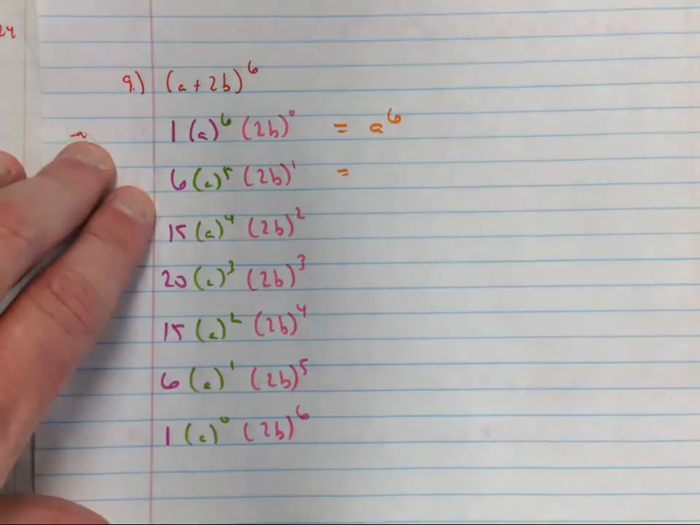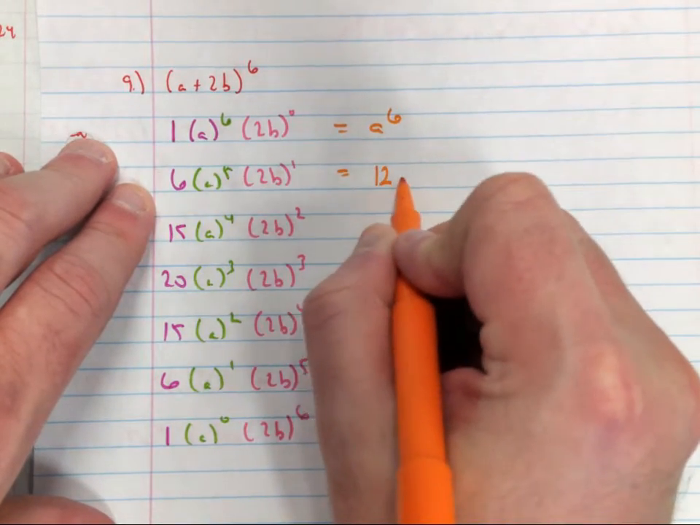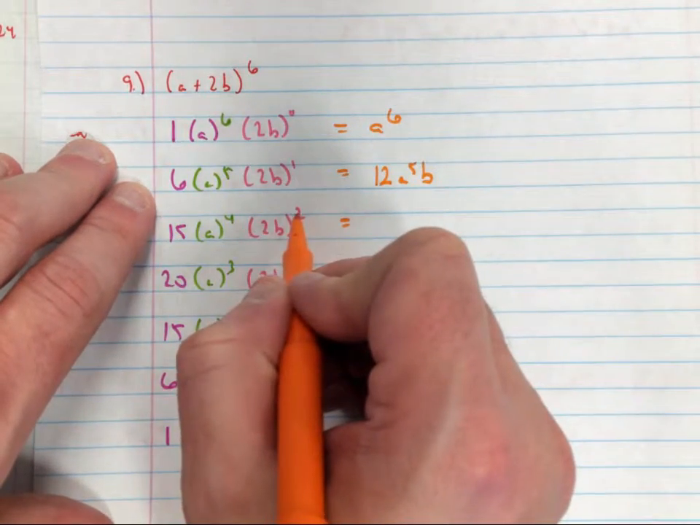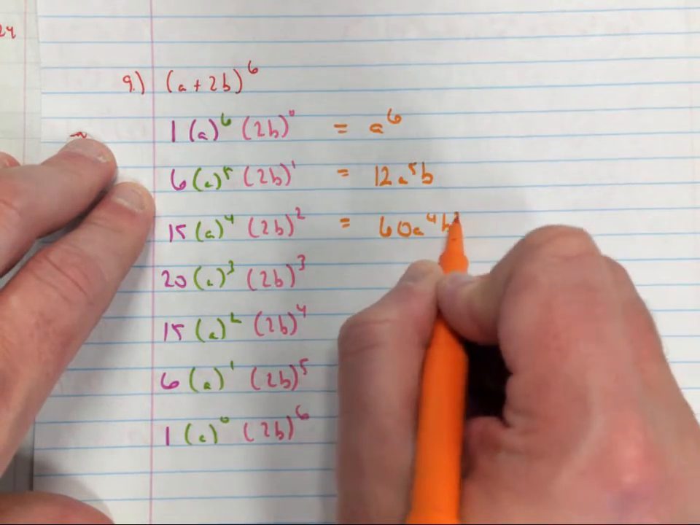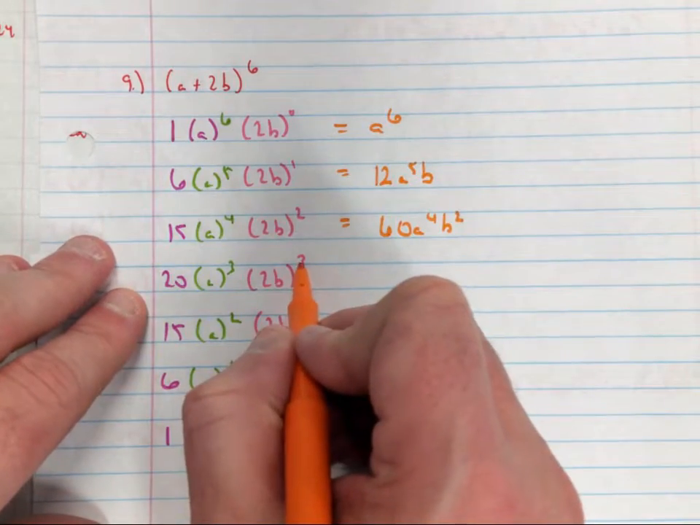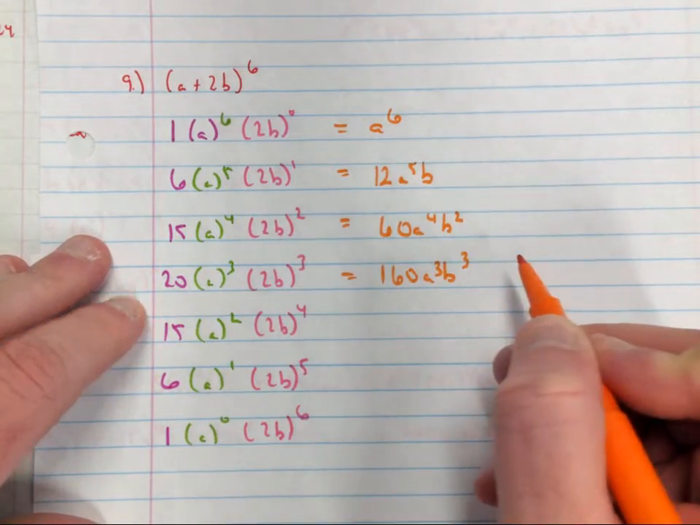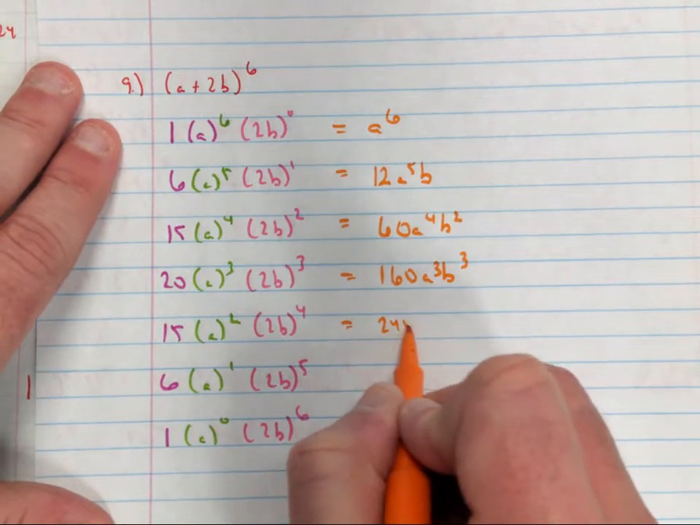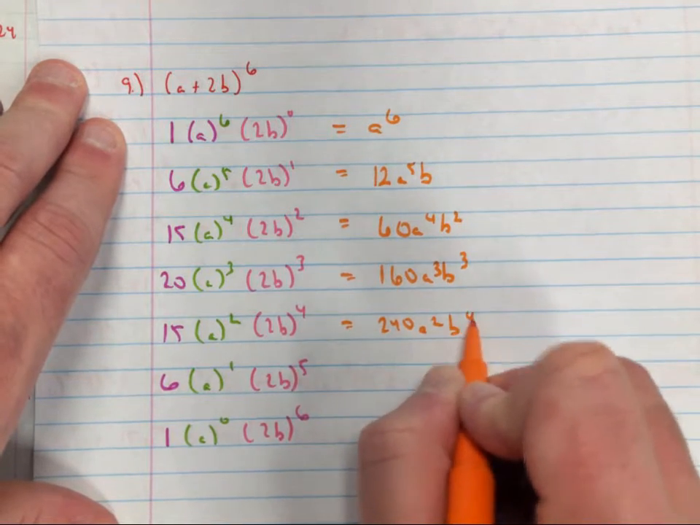Now this 2, I always take care of my coefficient first. So 2 to the first is 2. 2 times 6 is 12, A to the 5th, B. 2 squared is 4. 4 times 15 is 60, A to the 4th, B squared. 2 cubed is 8. 8 times 20 is 160, A cubed, B cubed. 2 to the 4th is 16. Ooh, 16 times 15. I tell you this is a no calculator tomorrow test. That was a joke. Continue on. 240, A squared, B to the 4th.